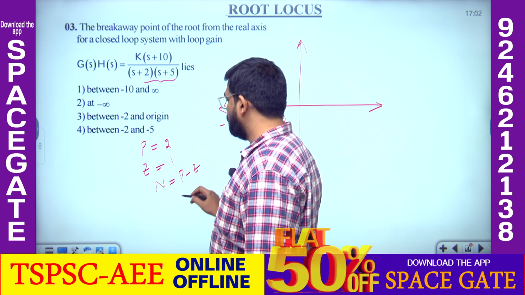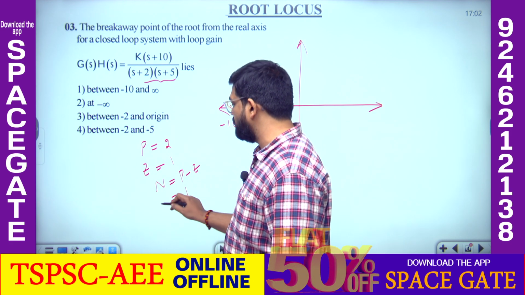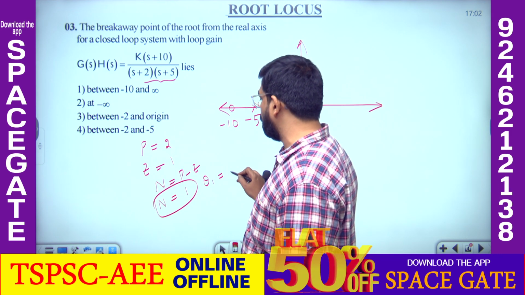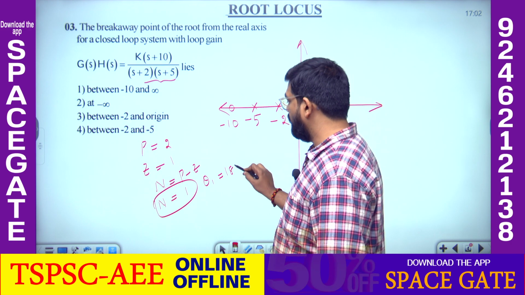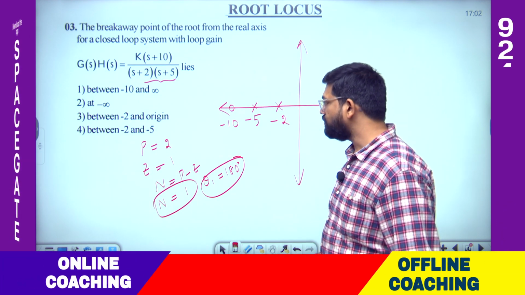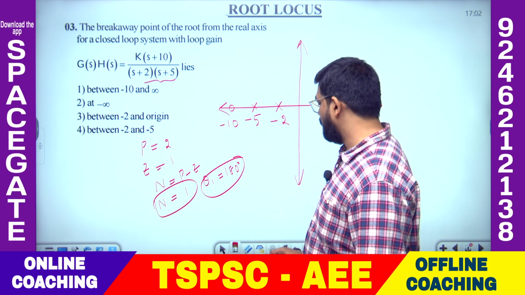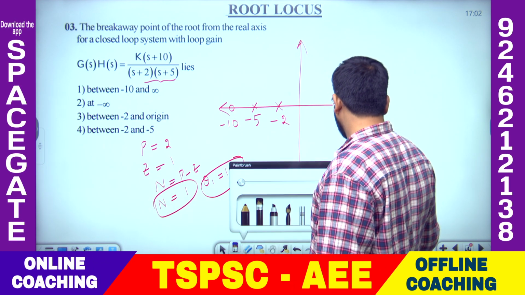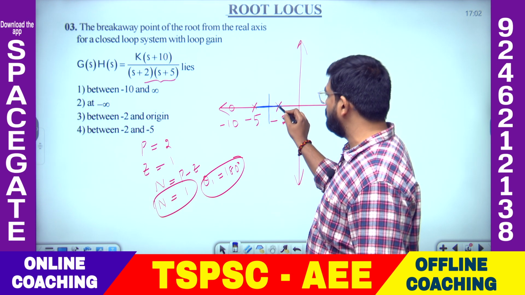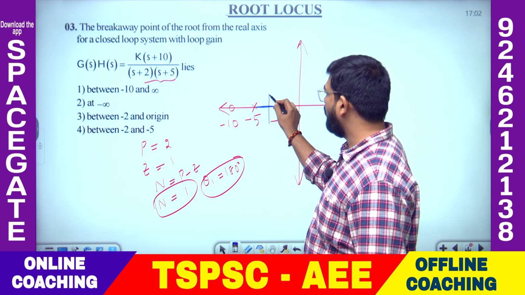Number of poles minus number of zeros. 2 minus 1 means only 1. So what are the asymptotic angles? We will get (2q plus 1) into 180, which means one branch terminates along 180 degrees, right or not? So definitely if you observe here, the breakaway point exists in between these 2 points, right?